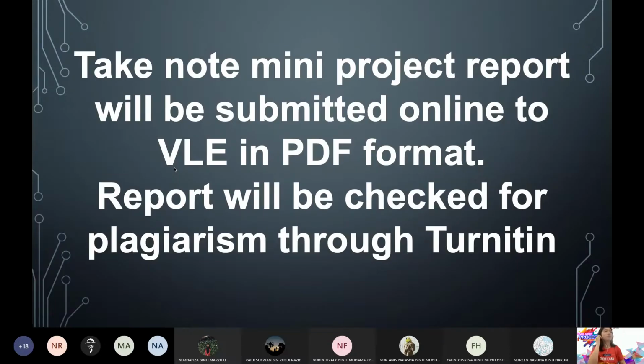Okay, alright. So as I told you, I'm a very green person. My field of research is also green. So all submission is no longer physical. It's only online. You will submit a soft copy through the VLE. I will open a folder. When it's time for submission, I will open a folder. You will submit your file in PDF format into the VLE folder.